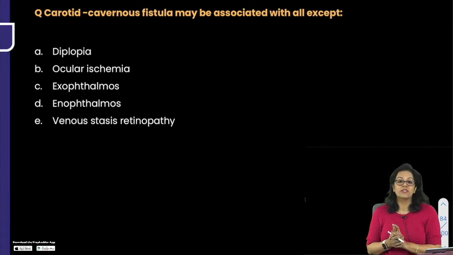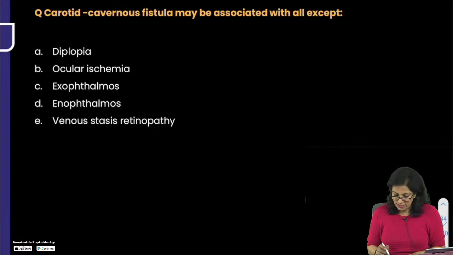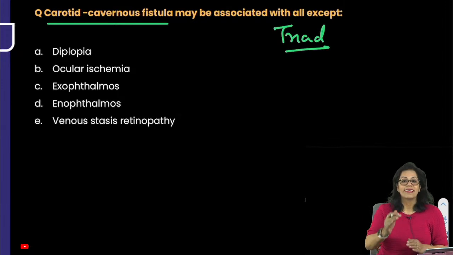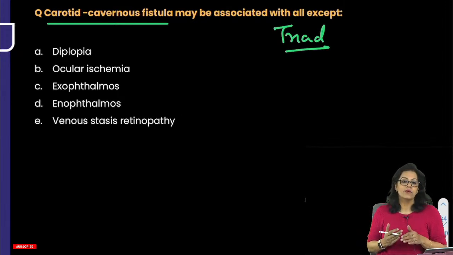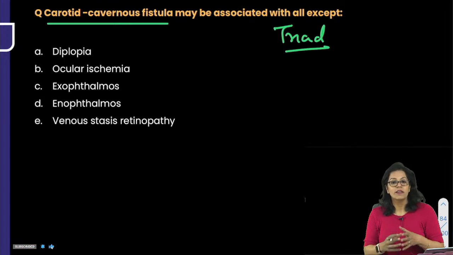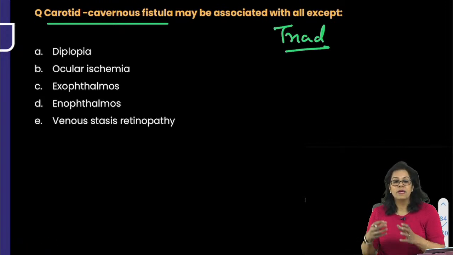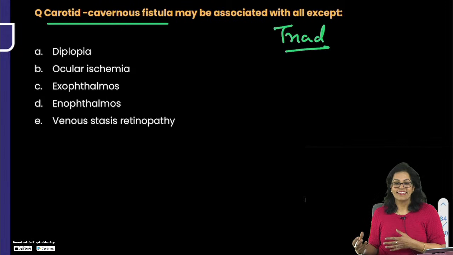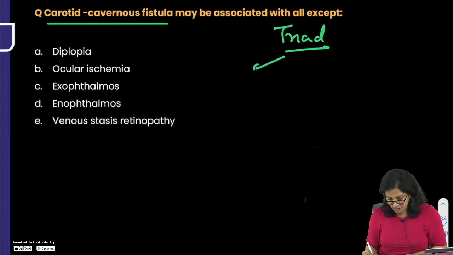CC fistula was a question even this year, last PG. Carotid-cavernous fistula will lead to what findings? First of all, please do not forget the triad. If I am talking about direct fistula, it is between the cavernous sinus and internal carotid artery. Due to trauma, 75% of the fistulas are formed there. And when the fistula forms between meningeal branches and the cavernous sinus, this is called indirect.